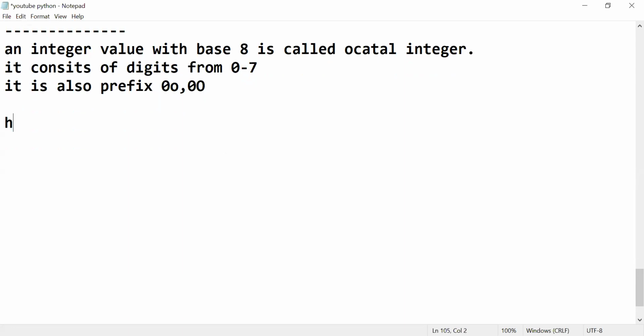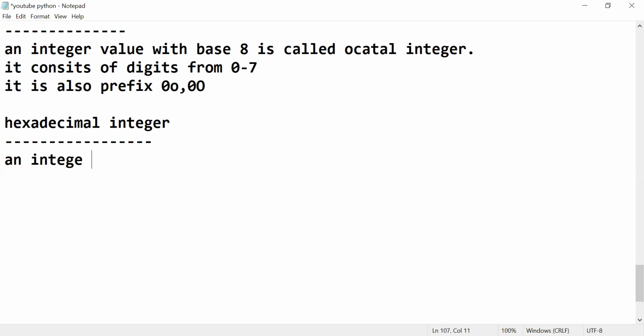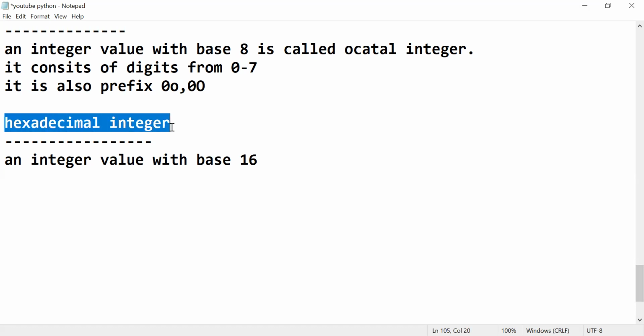Hexadecimal integer, guys. An integer value with base 16 is called a hexadecimal integer.